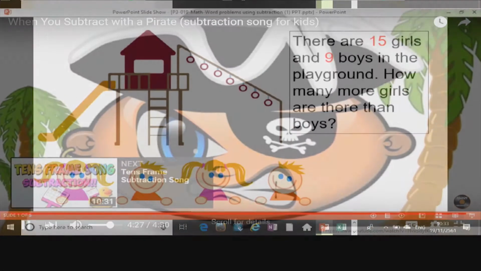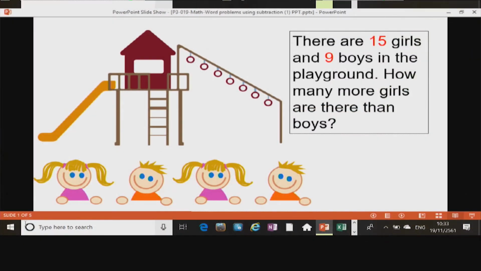Excellent, guys. This math word problem. There are 15 girls and 9 boys in the playground. How many more girls are there than boys? There are 15 girls and 9 boys.